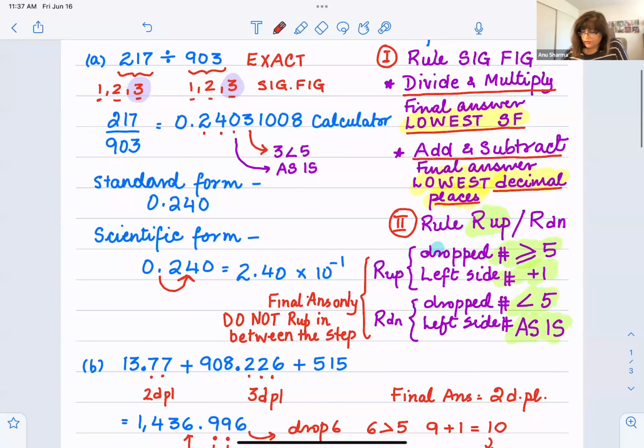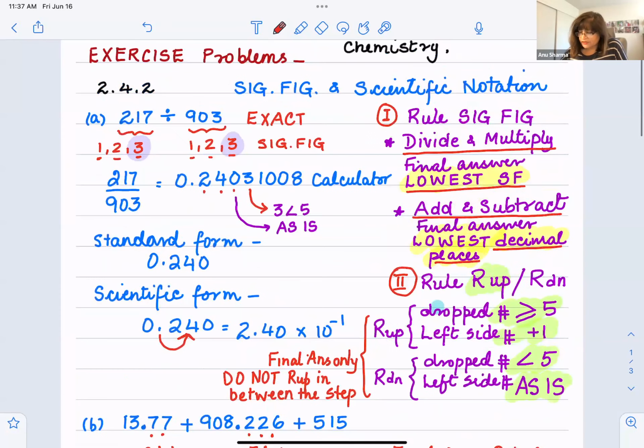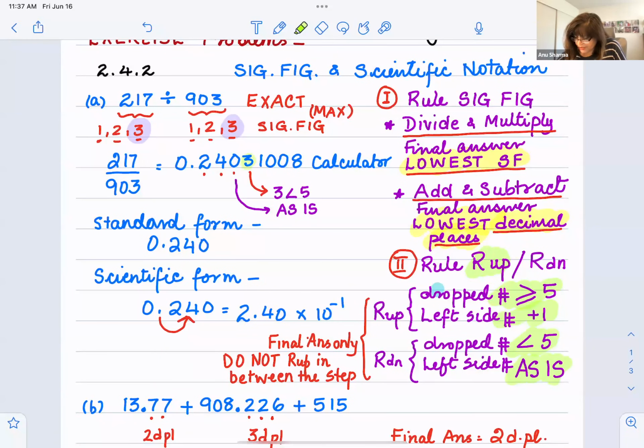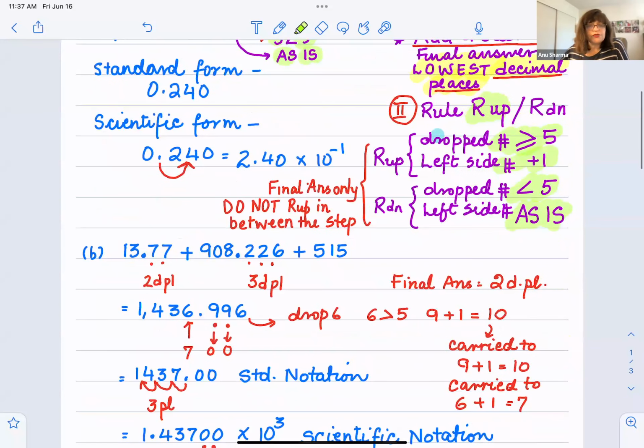Now, division: you divide on the calculator and write down the number as seen on the calculator. We need to keep the maximum number of significant figures. With exact numbers, you always keep the maximum. The maximum is 3, so you keep 3 and drop off the remaining. You drop off the number 3, and 3 is less than 5, so the 0 remains as it is. Now your answer is 0.240.